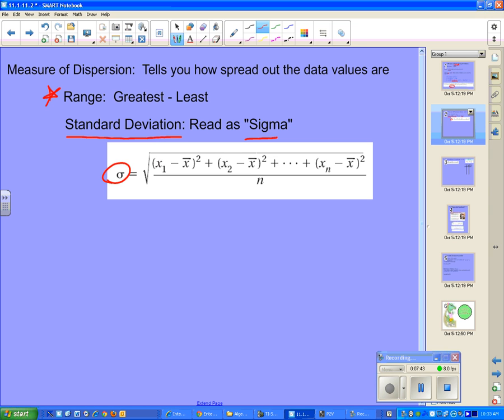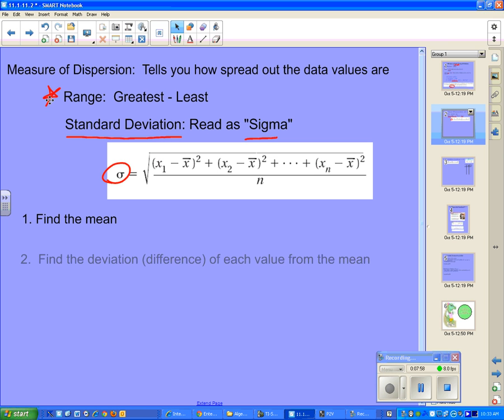So the steps to figuring out standard deviation, again, talking about the spread of data. First thing you have to do is find the mean, because you notice in the formula, you have all these X bars going across. Step 2, you're going to find the deviation. Deviation is another way to say the difference. What does difference mean? Subtract, right? Find the difference of each value from the mean. So here's my first data point. I'm going to subtract the mean from that. I'm going to take my second data point, and I'm going to subtract my mean from that.